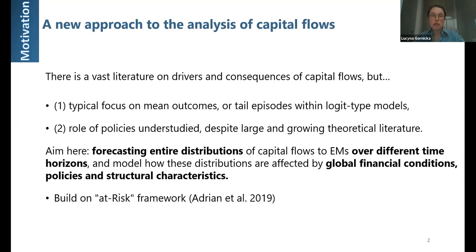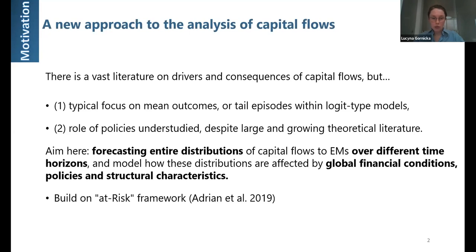Secondly, we think that the existing literature somewhat understudies the role of policies. And in this context, I mean both direct effects of policies on flows, but also the indirect impact through which policies can affect how adverse or positive shocks influence capital flows. And this is despite a large and growing theoretical literature on that topic.